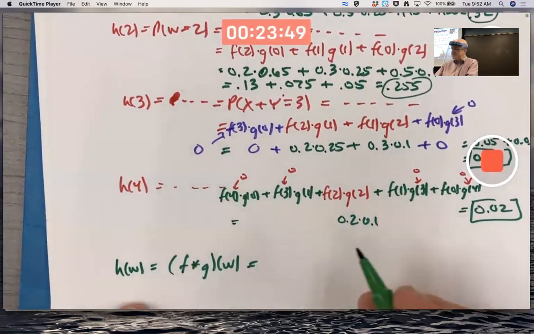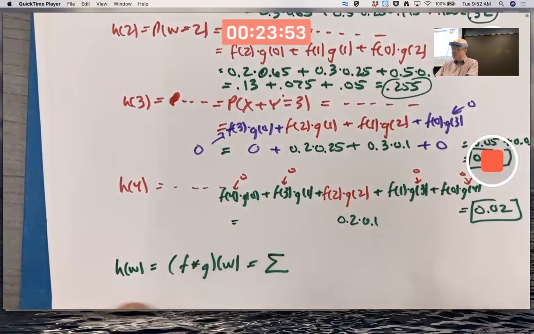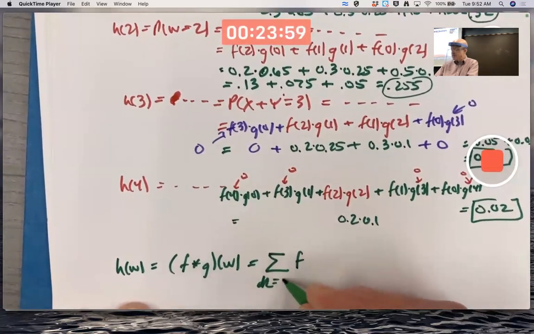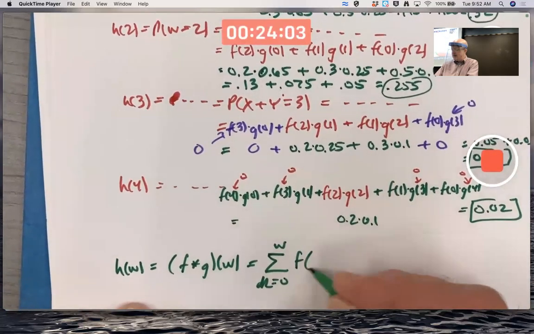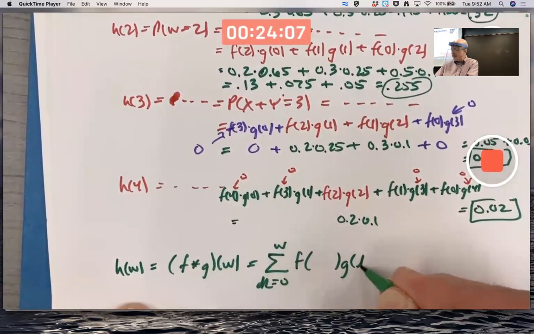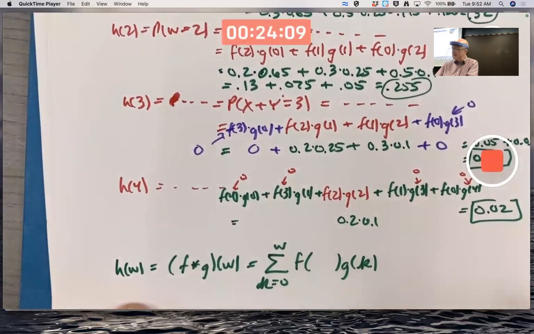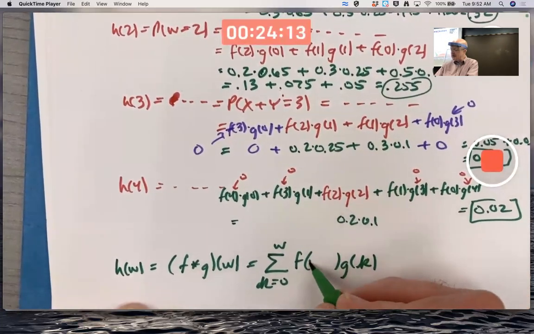The formula seems to be add up, say as k goes from 0 up to w, f of, let's see, the input of g is going to be the k. That starts at 0 and goes up to w. If you look at the pattern here, the input of f would have to be w minus k.